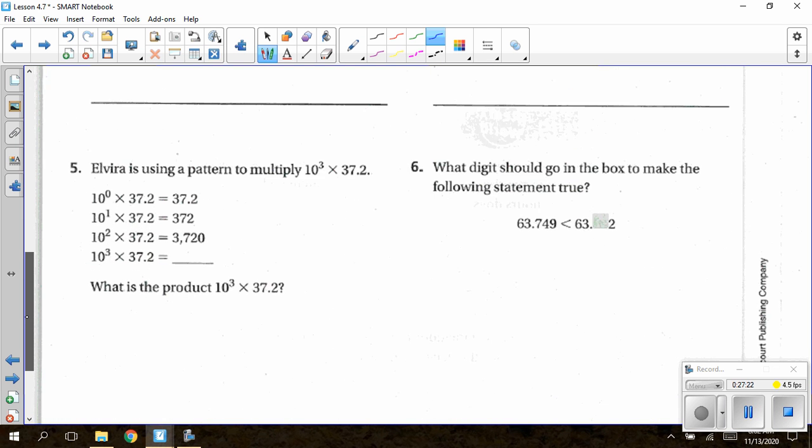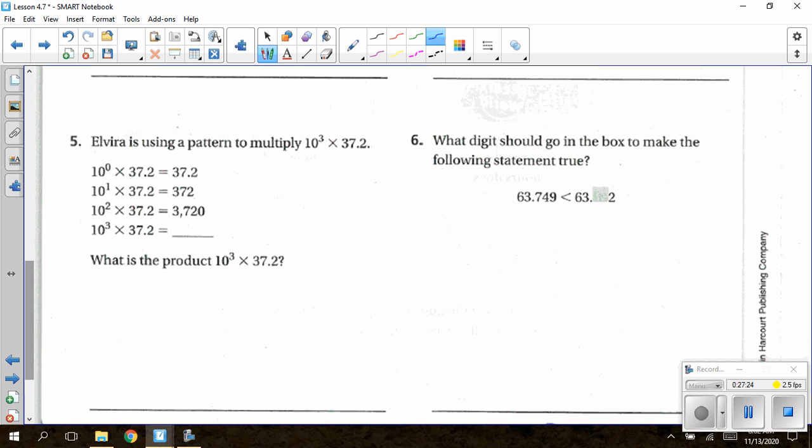For number 5, Elvira is using a pattern to multiply 10 to the third power times 37 2/10. So you just need to make sure you are paying attention to your pattern as they are solving it and do the correct number of swoops that your exponent tells you to do and in the correct direction from the decimal to find the product of 10 to the third power times 37 2/10.